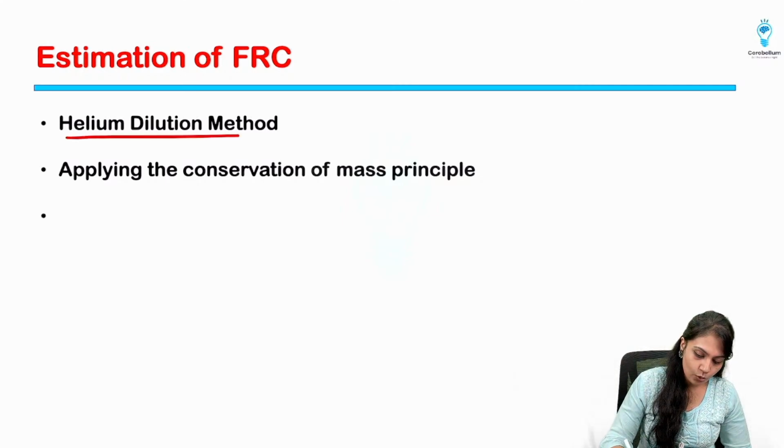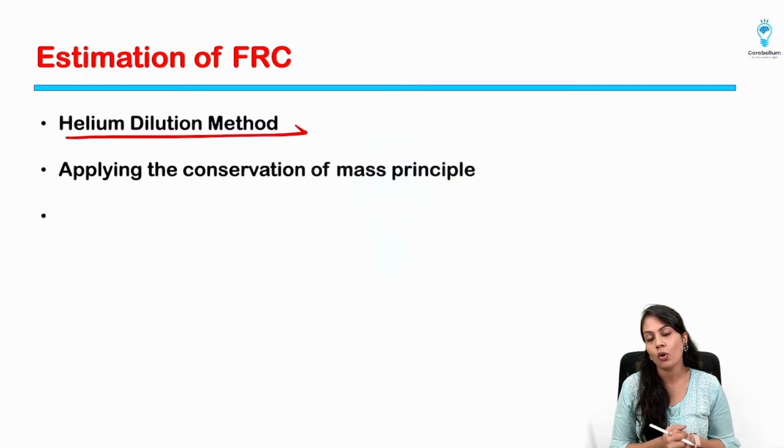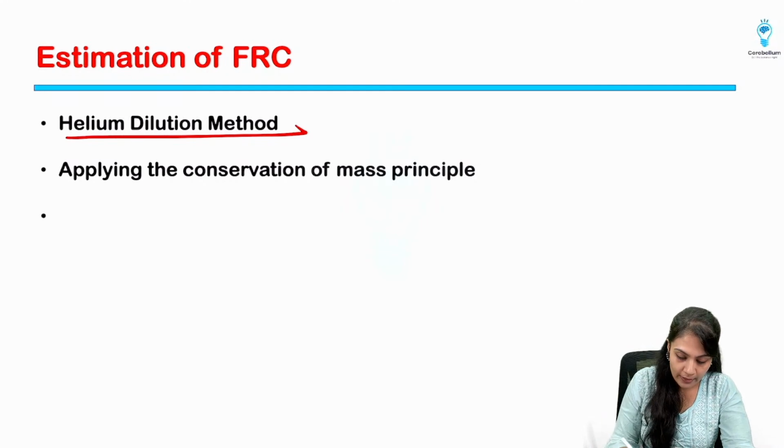The helium dilution method: I told you that the FRC cannot be measured by spirometry, and that's why we require different methodologies. We are going to use the helium dilution method in this case, right? The helium dilution method is the same as a dye dilution method, it's just that we ask the subject to inspire air diluted with helium.